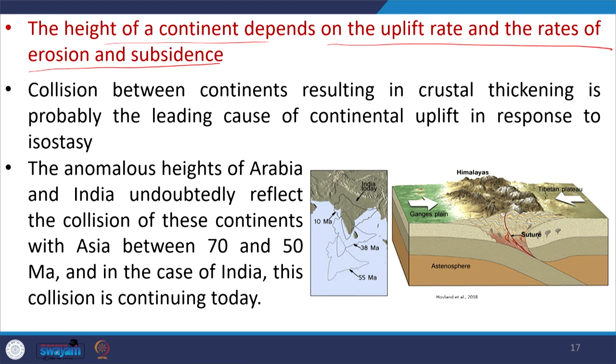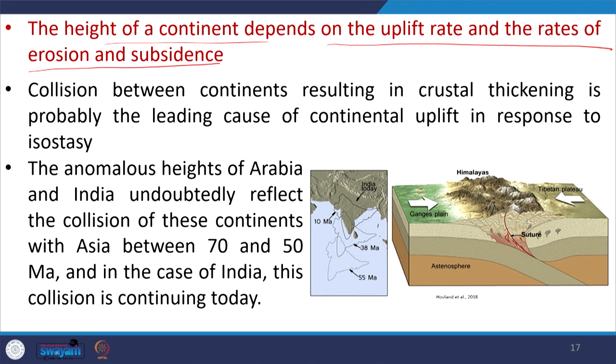So it is a tussle between the tectonic forces that uplift the continent and the erosional forces that downgrade it, that erode it and make it a peneplain. This tussle represents how much height a continent can attain. Collision between continents resulting in crustal thickening is probably the leading cause of continental uplift in response to isostasy. So, we have the Indian plate which was moving and colliding with the Eurasian plate, and this is the upliftment of the system, due to this collision.